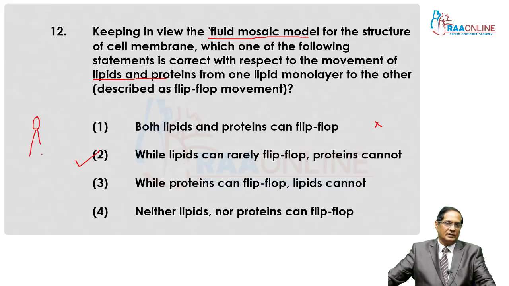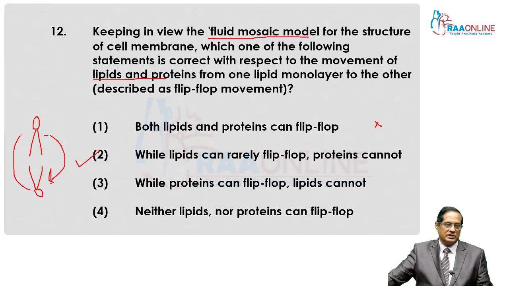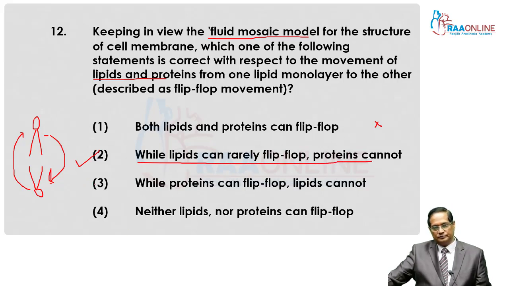These are the two lipid bilayers and two layers of lipid molecules. Lipid is bilayered, two layered. So this is of one layer, this is of the second layer. And this molecule moves toward this side, and this lipid molecule comes to this side. This is flip-flop movement, but it is rarely seen. That's what the answer is. Answer is 2.